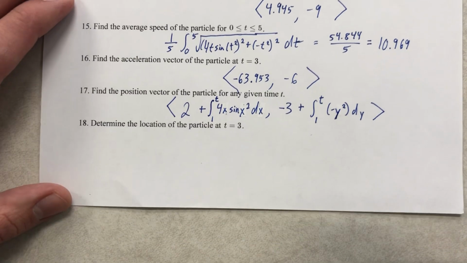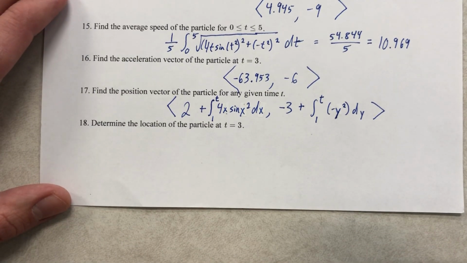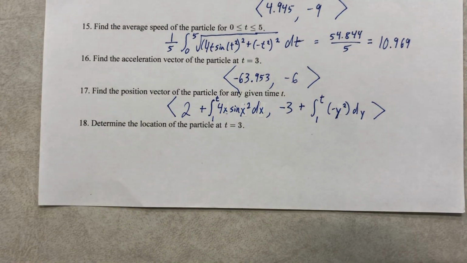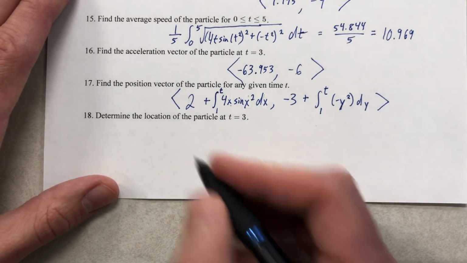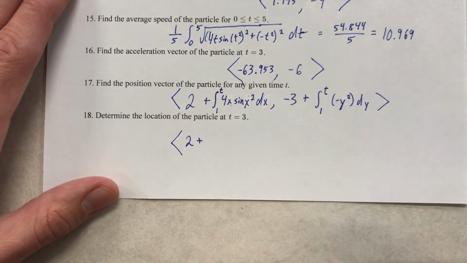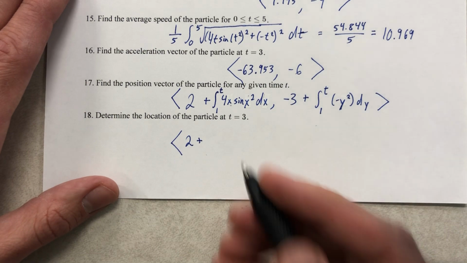All right, last one. Determine the location of the particle at t equals 3. So what we're going to do is plug a 3 in here and a 3 in here. Love to type the whole thing in. Not going to waste your time too much. I actually have already figured this one out. So just 2 plus, and I want to write it again so you can gain an understanding of what's happening.